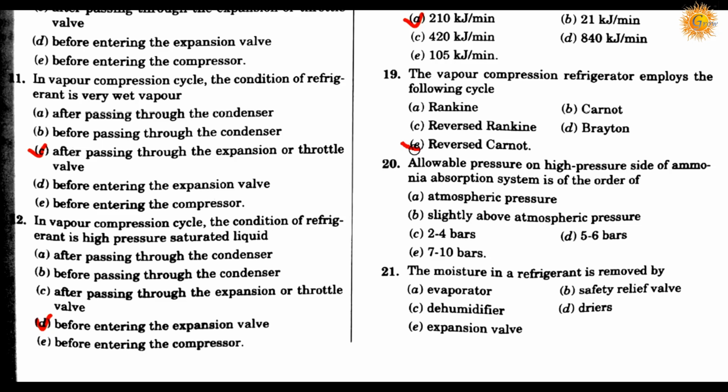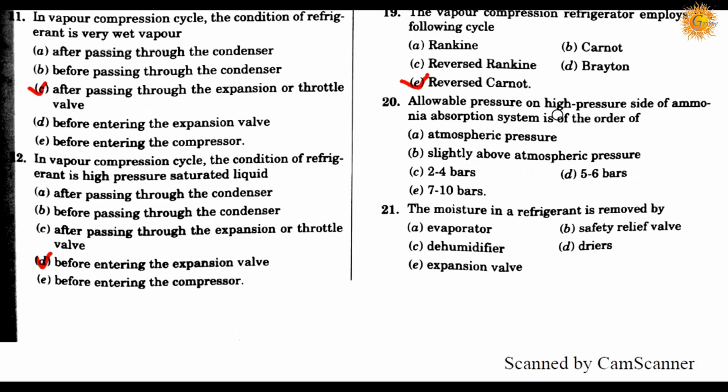Okay. Question number 20. Allowable pressure on high pressure side of ammonia absorption system is the order of option A, atmospheric pressure. Option B, slightly above atmospheric pressure. Option C, 2 to 4 bar. Option D, 5 to 6 bar. Option E, 7 to 10 bars. So the correct answer is D, 5 to 6 bar.